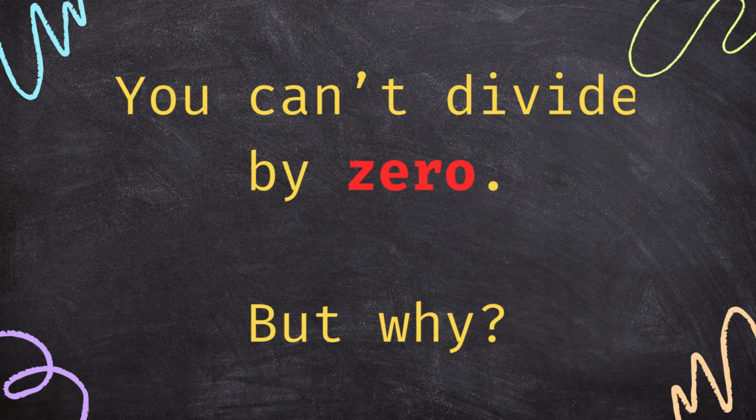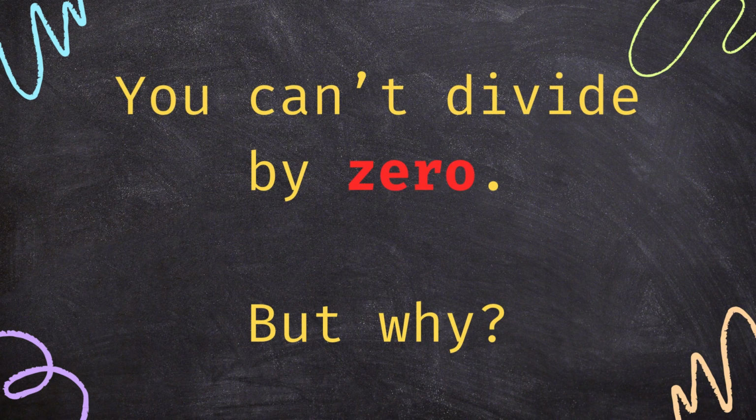Most people know you're not supposed to divide by zero. Teachers warn you, calculators panic, and textbooks say undefined. But nobody ever tells you why. Why does dividing by zero cause so much chaos? Let's fix that. Because once you understand it, you'll see why dividing by zero doesn't just break rules. It destroys the entire logic of math.